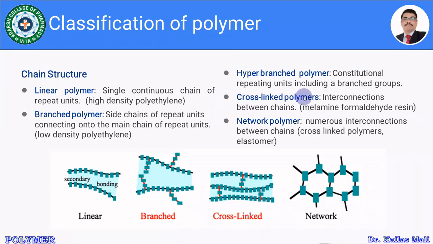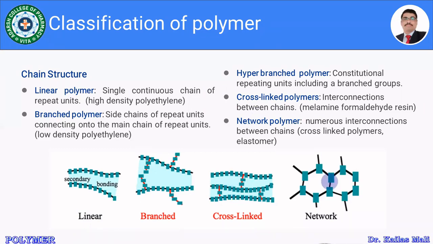Then cross-linked polymers. This is an example of the cross-linked polymers, a melamine formaldehyde resin. These are the linear chains, and these are cross-linked. There are interconnections between these linear chains, and then it is said to be the cross-linked polymer. There are so many cross-linkers available, and with the help of these cross-linkers, it is possible to cross-link the chains available in the polymer. For example, chitosan is cross-linked by using glutaraldehyde.